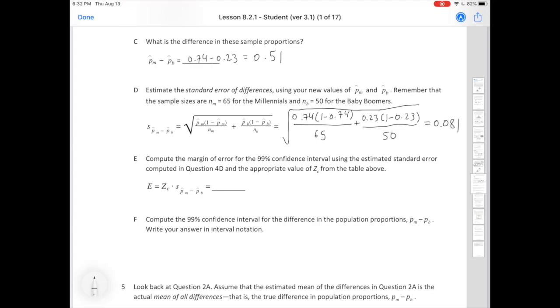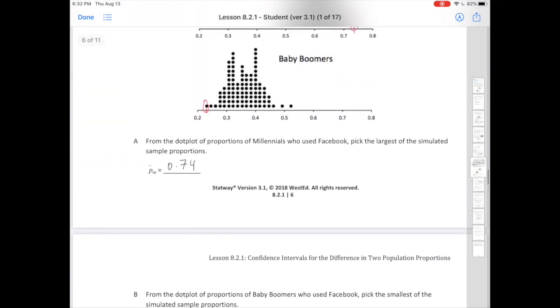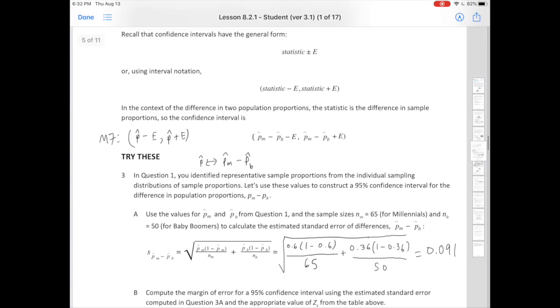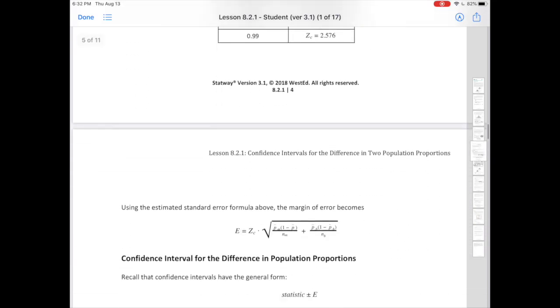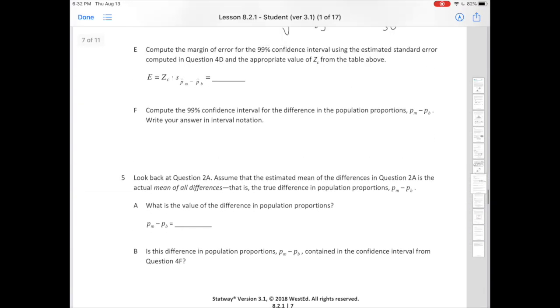Okay, so we're ready for the margin of error. If you recall, for a 99% confidence interval, we're going to check out the confidence level here. For 99%, we use 2.576.